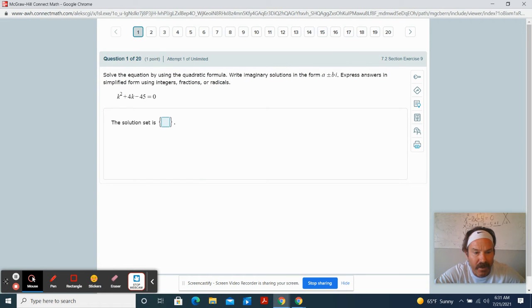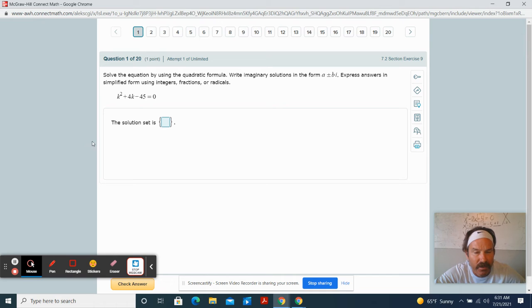Recall that we have a few other methods that we could use to solve quadratic equations. You don't have to use the quadratic formula. So if you can factor a polynomial, if it's equal to 0 on one side, and if we can factor, by all means, ignore the directions and factor. So like k squared plus 4k minus 45 is factorable.